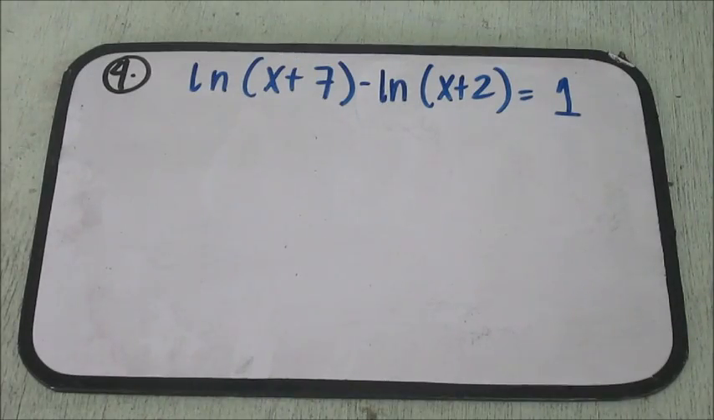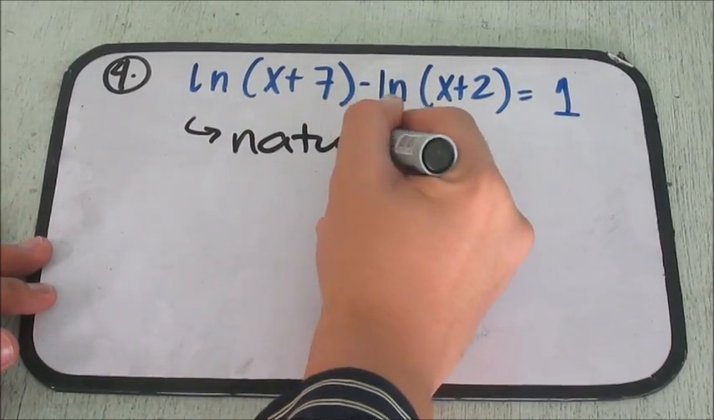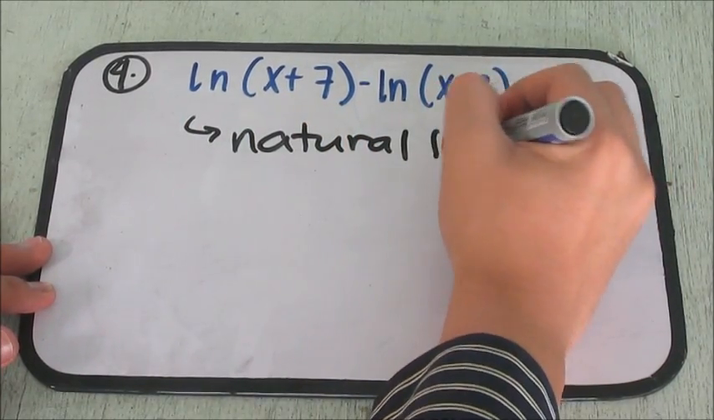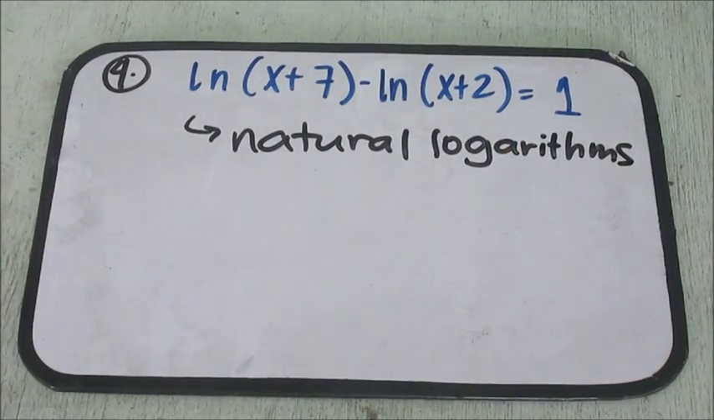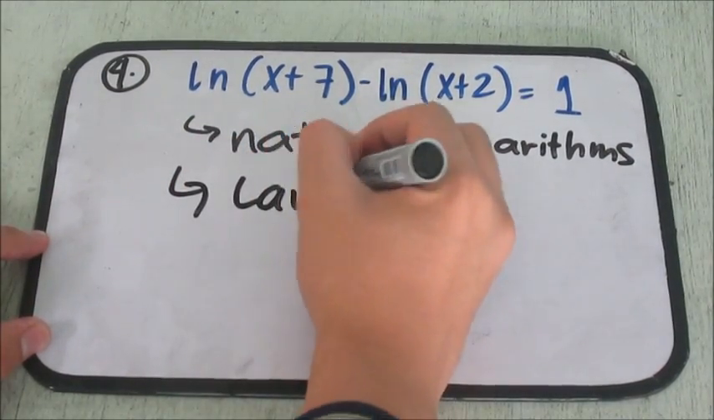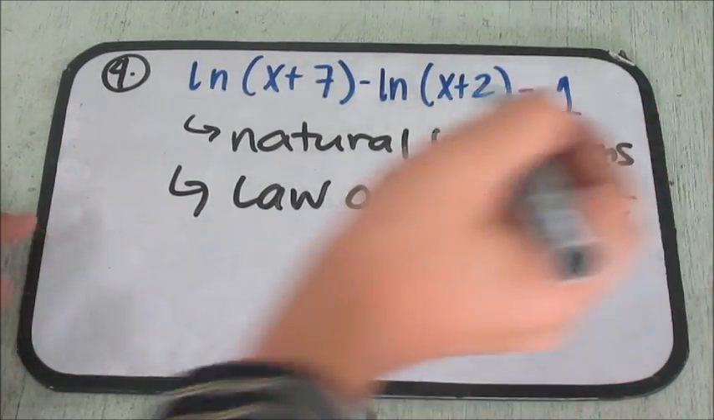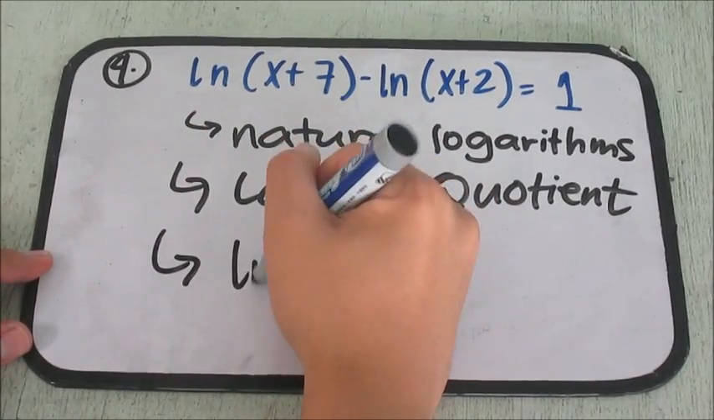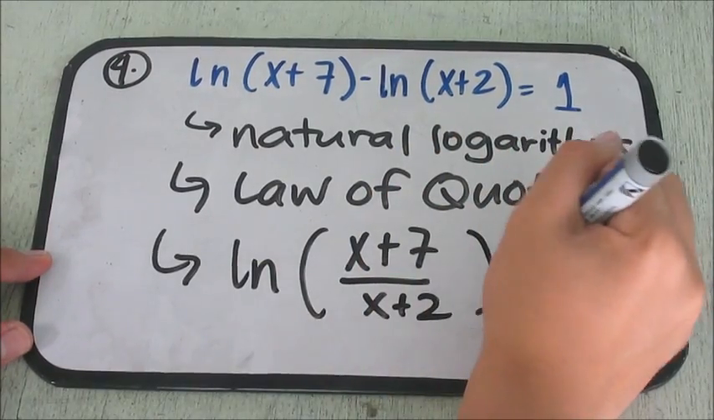Next we have ln of x plus 7 minus ln of x plus 2 equals 1. Upon seeing this ln, it is known as the natural logarithm. So what will we do next? Since we have subtraction again, we can apply the law of quotient. So it will become ln of x plus 7 over x plus 2 equals 1.